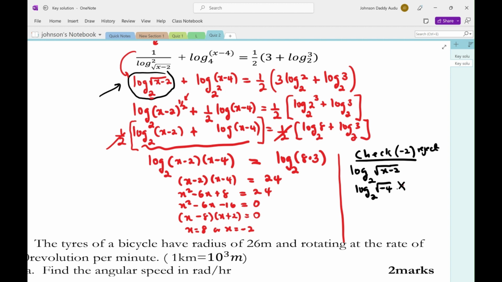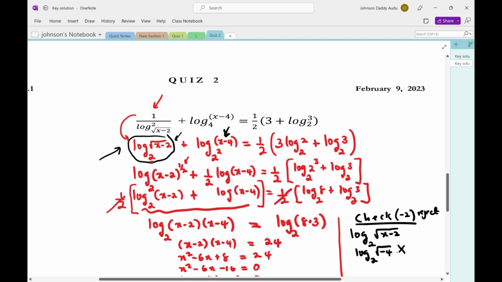Yes. But if you try x equals 8, it is going to work because here you will have 8 minus 2, which is root of 6, a positive number. Now, if you try 8 in this term, you will have log to base... here it will be 8 minus 4, which is 4, also a positive number. So the right solution is this one. This one we have to reject because it fails to satisfy one of the terms.